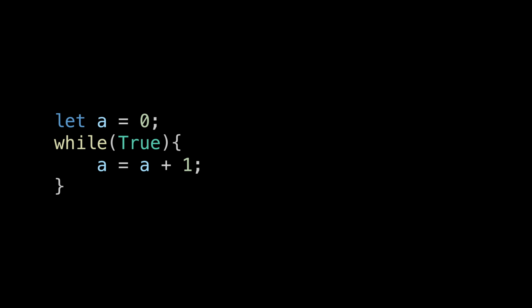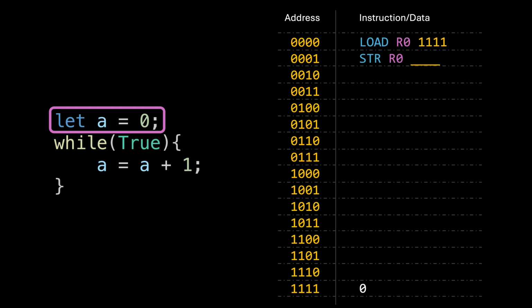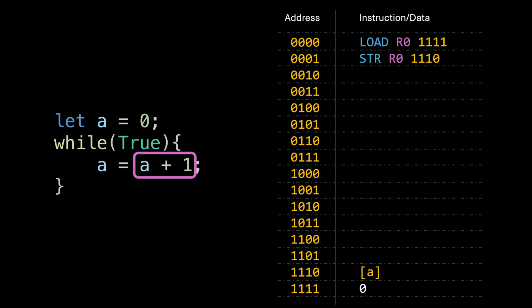We'll start by manually compiling a program. What we have here is an infinite loop. In the first line, we initialize a variable with the number 0. To do this, we need to load the value into a register and then copy it to the memory location where the variable a will reside. For the line inside the loop, we need to perform an addition.